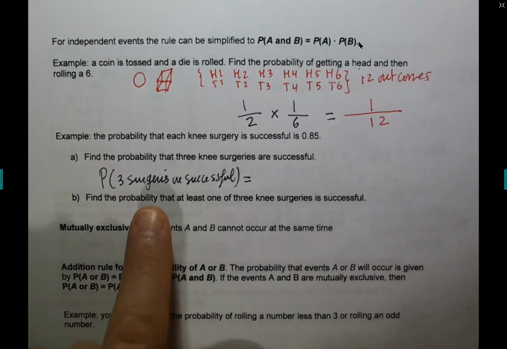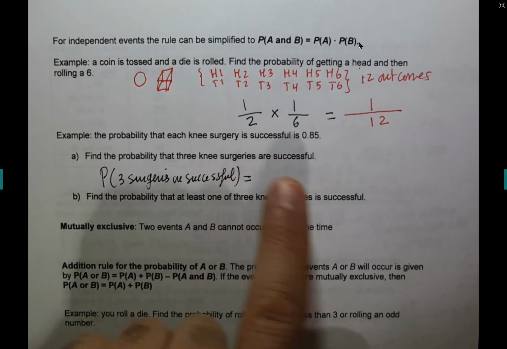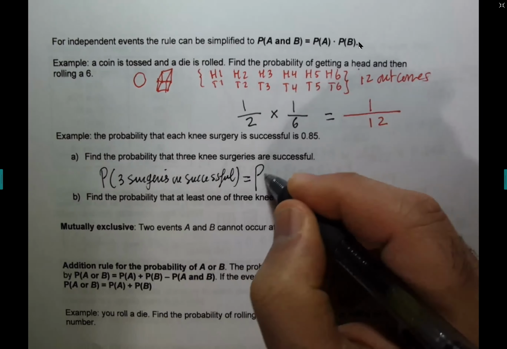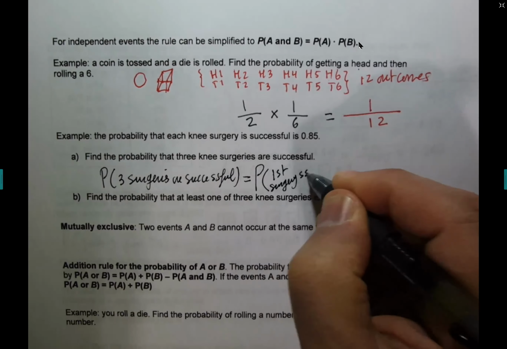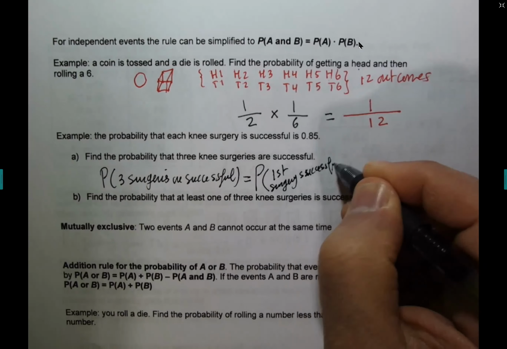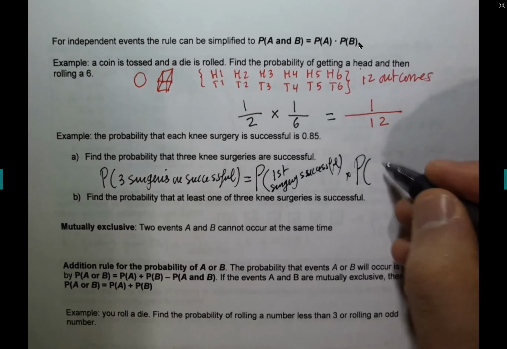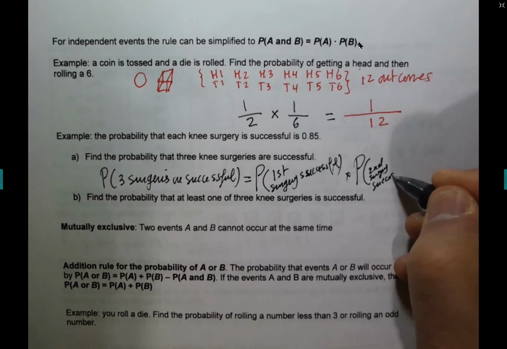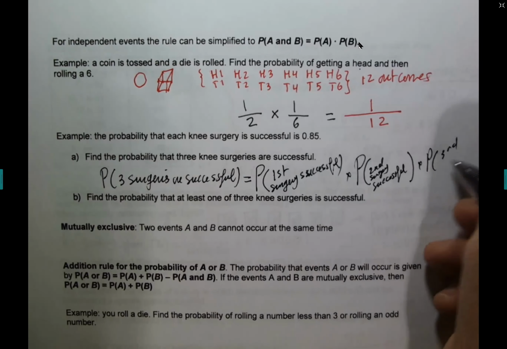We want the first surgery to be successful, the second surgery to be successful, and the third surgery to be successful. So probability of first surgery successful times, it's independent events, probability of second surgery successful times probability of third surgery successful as well, guys.